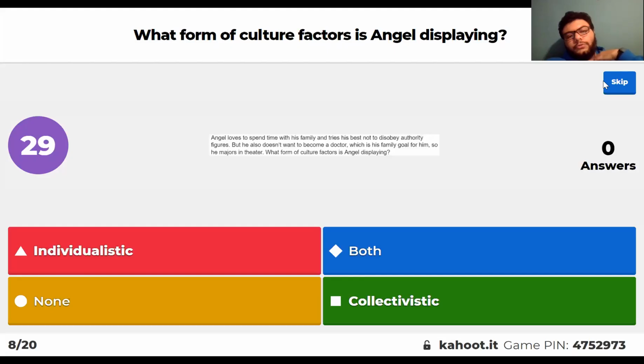What form of culture factors is Angel displaying? So Angel loves to spend time with his family and tries his best not to disobey authority figures. But he also doesn't want to become a doctor, which is his family's goal for him. So he majors in theater. What form of culture factors is Angel displaying?